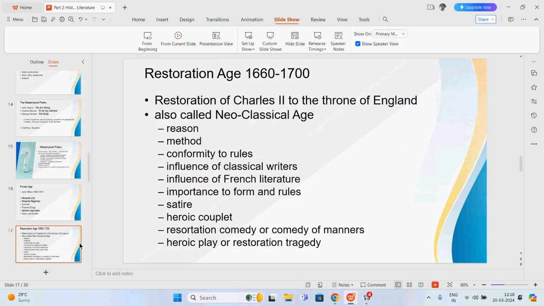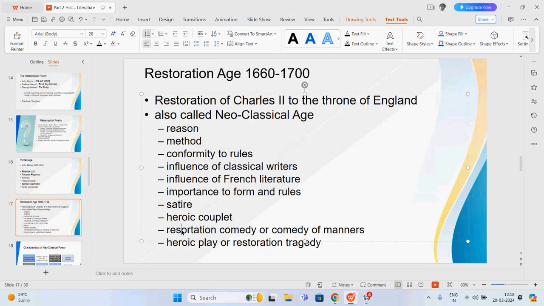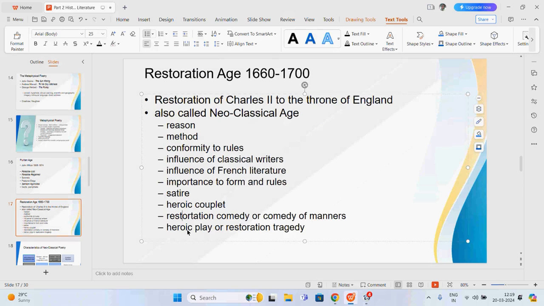They gave a lot of importance to form and to rules. Satire became more predominant in this age. The use of heroic couplet was also important in the age of the Restoration. The Restoration, there is a spelling error on the slide. Restoration, excuse me.